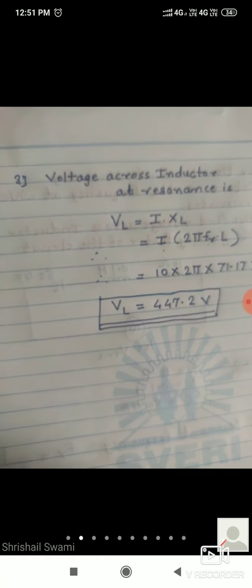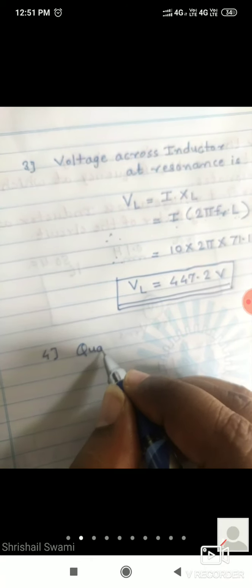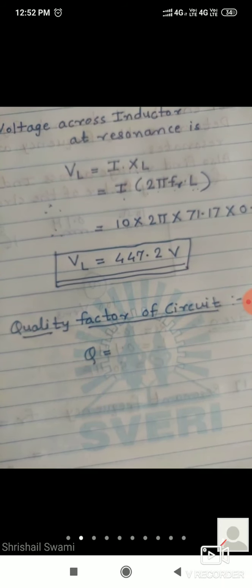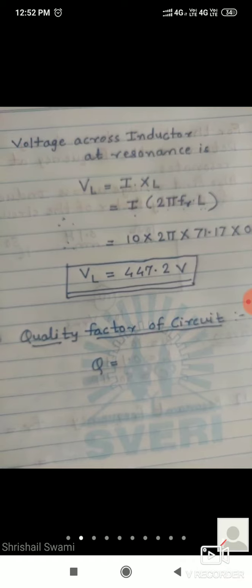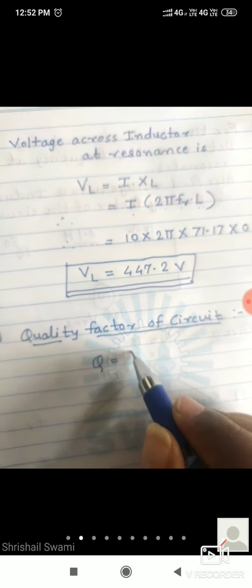Okay. Now this is the voltage across inductor at resonance. Now fourth point, that is the quality factor of the circuit. So how to find out quality factor? There are a number of formulas to find out Q. Any one formula you can use. As we know the inductor, the capacitor, resistor, omega, so what is the quality factor here?